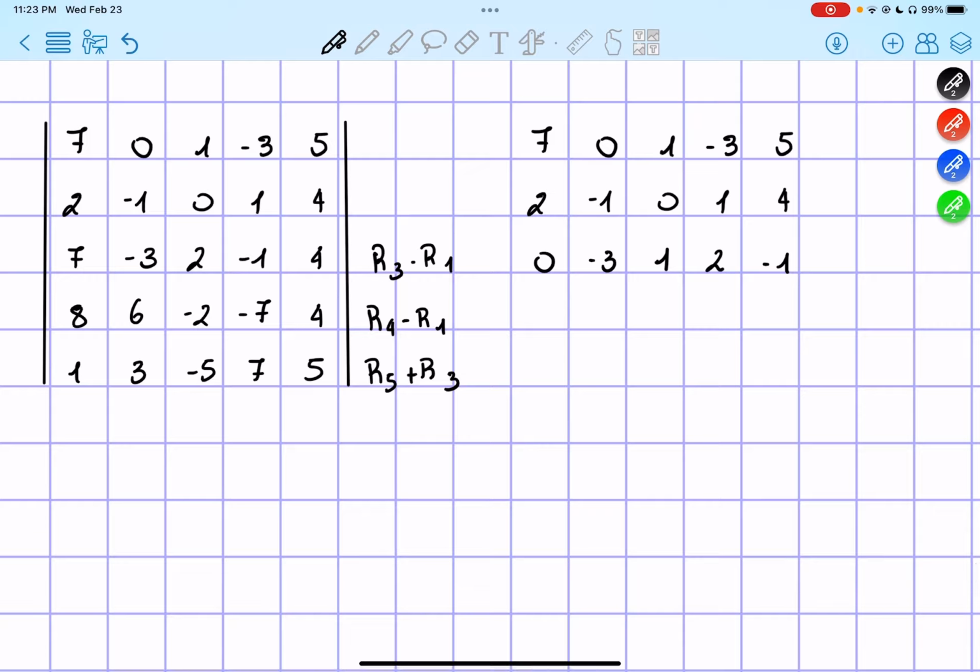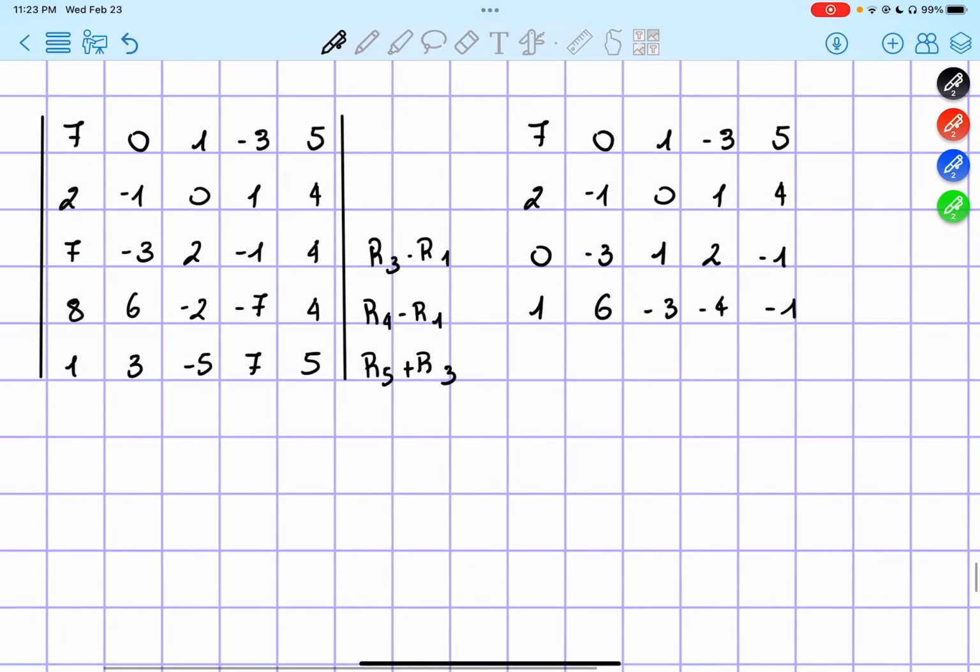And then row 4 minus row 1, so I'm going to get 1, 6, -3, -4, -1. Then row 5 plus row 3, so it's going to become 8, 0, -3, 6, and 9.